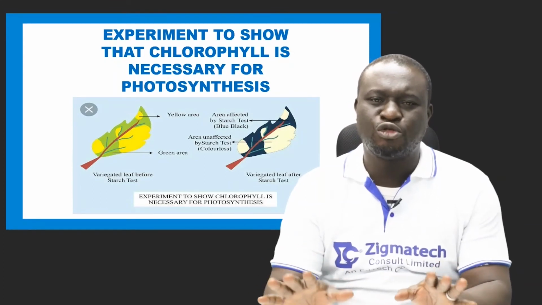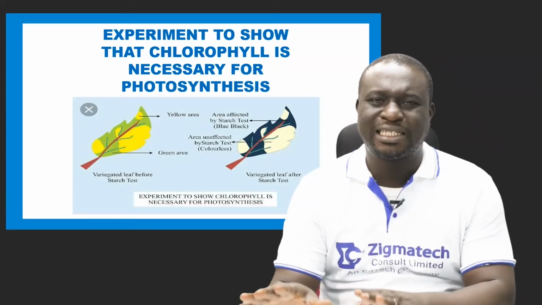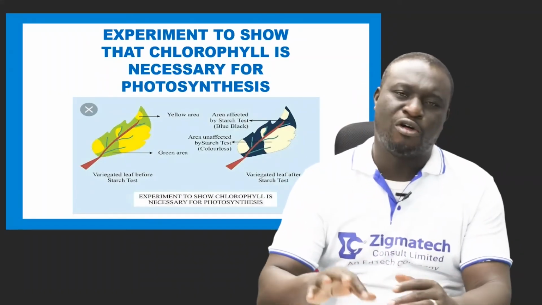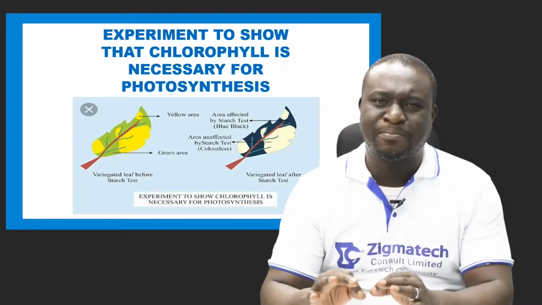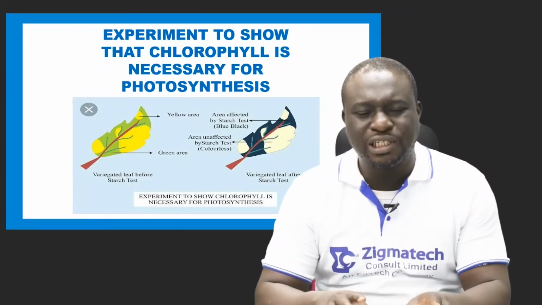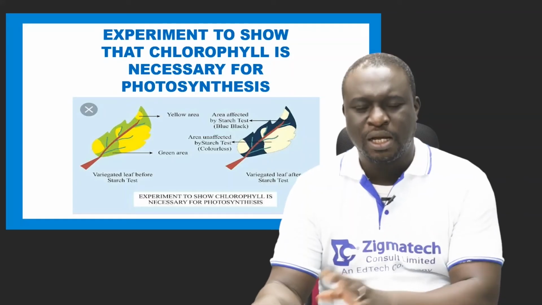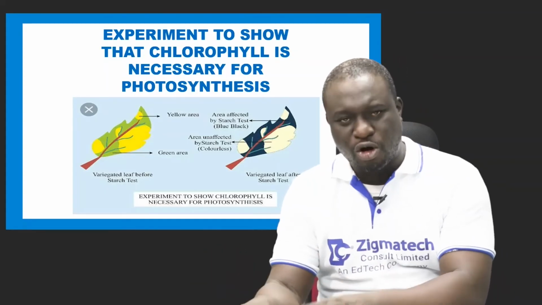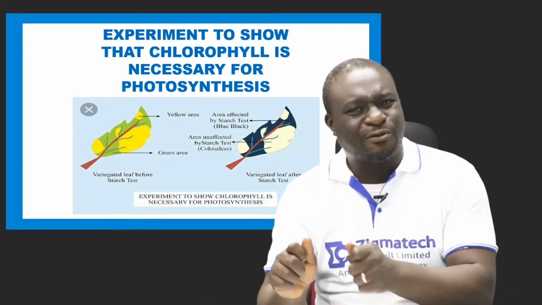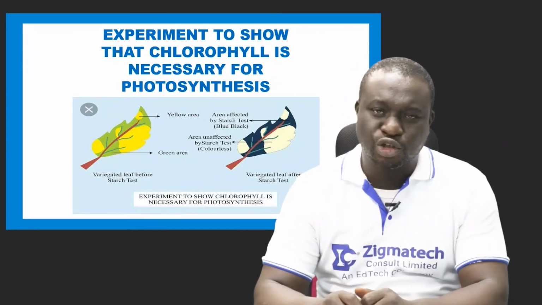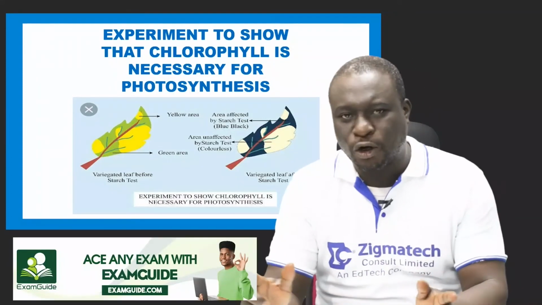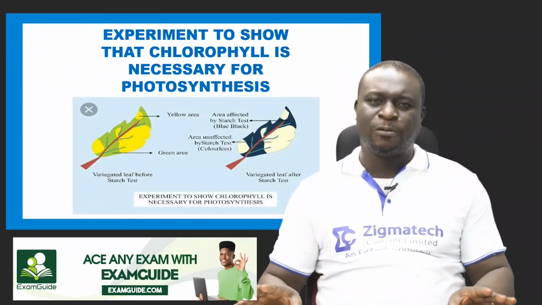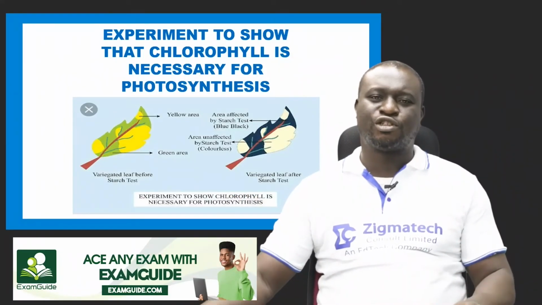Now, once you put the few drops of iodine on the variegated leaf you're testing for starch, the green part or patch of the variegated leaf will be affected by the iodine solution. Hence, you're going to see a blue-black coloration. But the part that is not green, that is the non-green patch of that variegated leaf, will not be affected by the iodine solution. You won't see a blue-black coloration. It might be colorless, okay? So that is also evidence to show that chlorophyll is necessary for photosynthesis to occur.